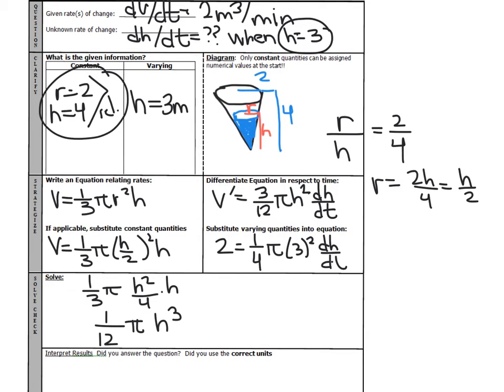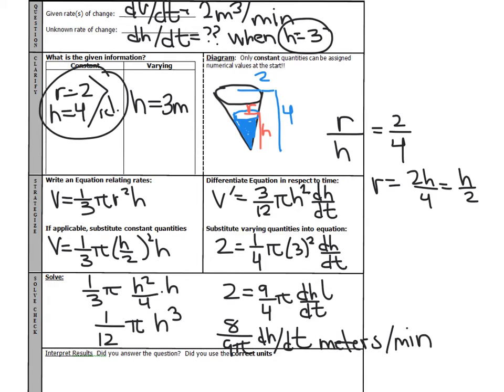So now I just isolate the dh/dt. By doing that, we get 9 pi fourths here. So 2 equals 9/4 pi dh/dt. And so I'll multiply by the reciprocal. So I end up with 8 over 9 pi equals dh/dt. Okay, now the units for this would be, is it miles per minute? Probably meters per minute.